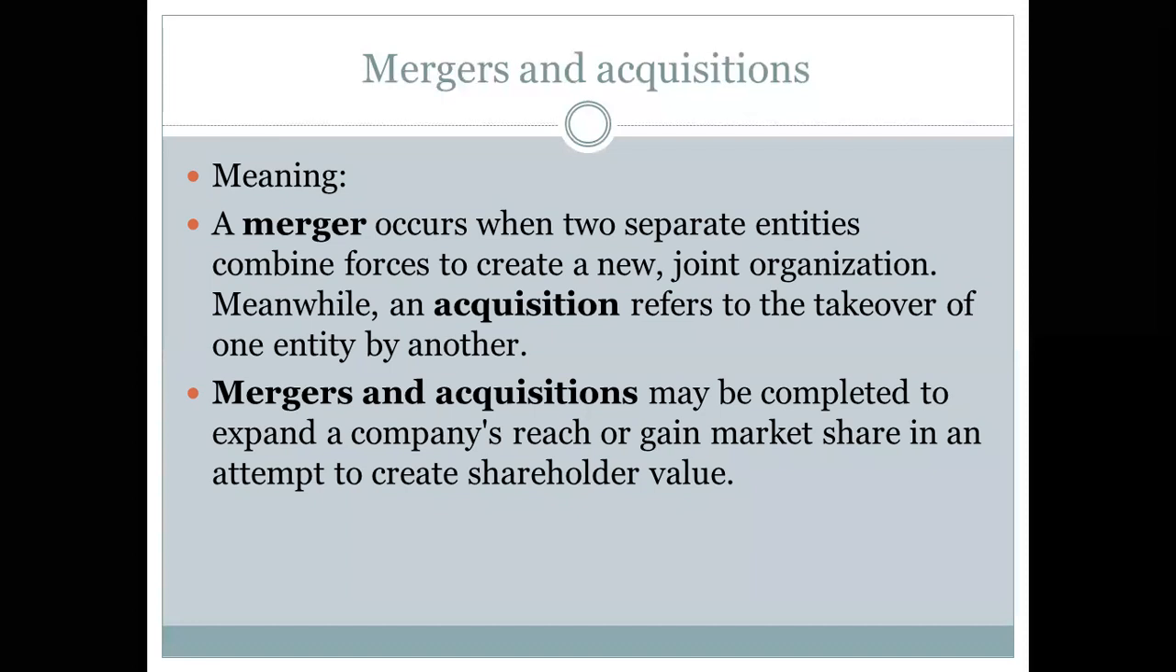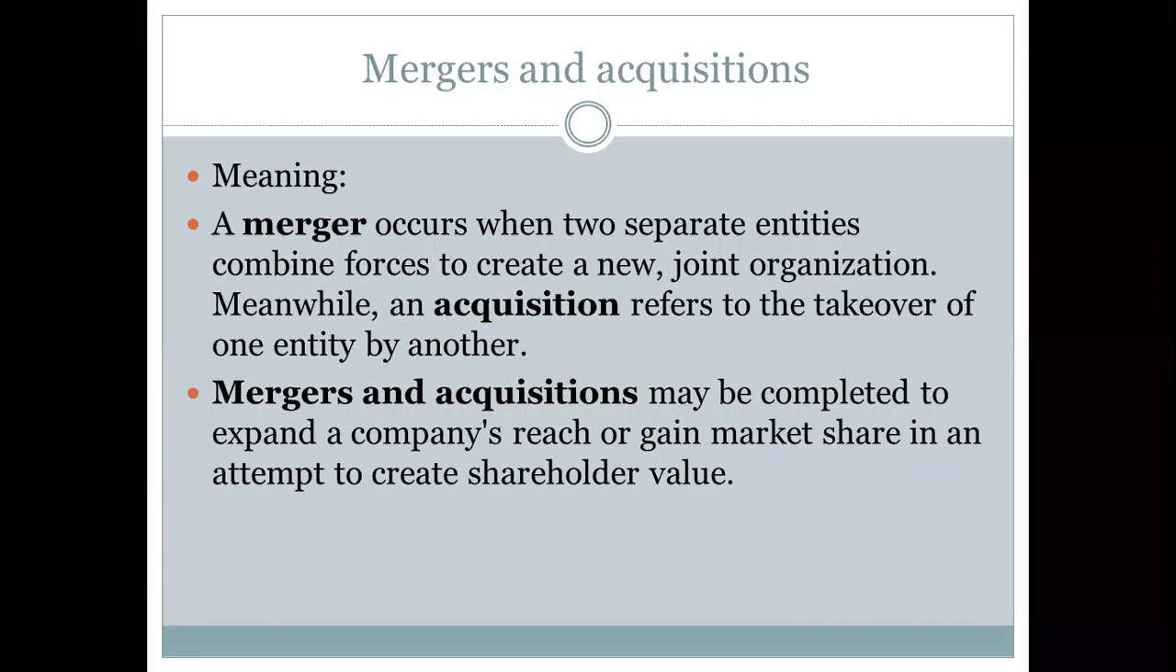Merger means when there are two organizations, and they have their separate names and their separate entities. Both organizations perform their functions separately. Suppose there is a company A and another company named B. They have two separate entities. Both companies produce a number of goods and services separately. But when they combine and a new firm is formed, that is known as a joint organization, that means a merger.